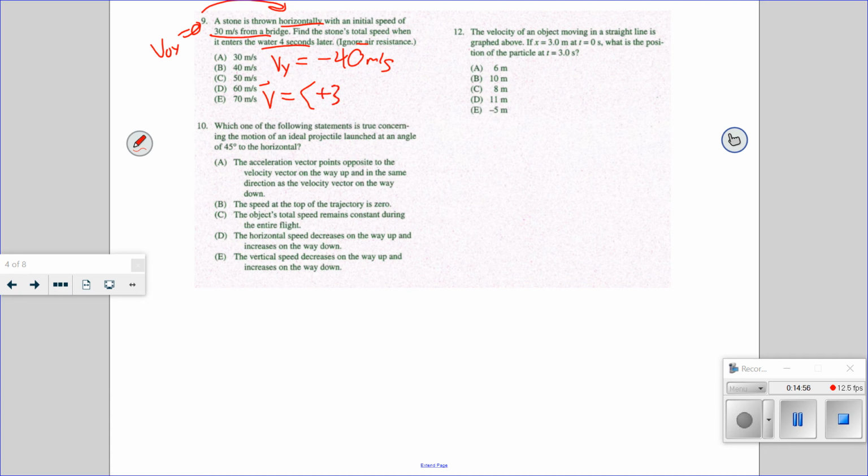Well, that's just a triangle that looks like this. I go over 30 and down 40. It's a right triangle. So it's a 3, 4, 5. My other side is 50. Okay, that's your total speed. Right? You find the total velocity and then take its magnitude. Any questions about that? New vector people or people who forgot from honors?